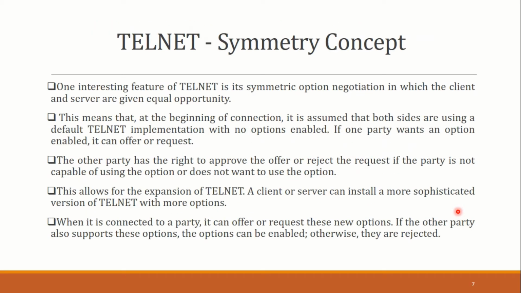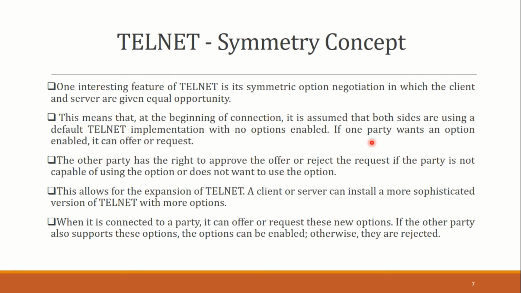Now the next concept, there are several concepts related to that. The next one is symmetry. For symmetry, one interesting feature of telnet is its symmetric option to negotiate, in which the client and the server are given equal opportunity. Now this means that at the beginning of the connection, it is assumed that both sides are using a default telnet implementation with no options enabled.